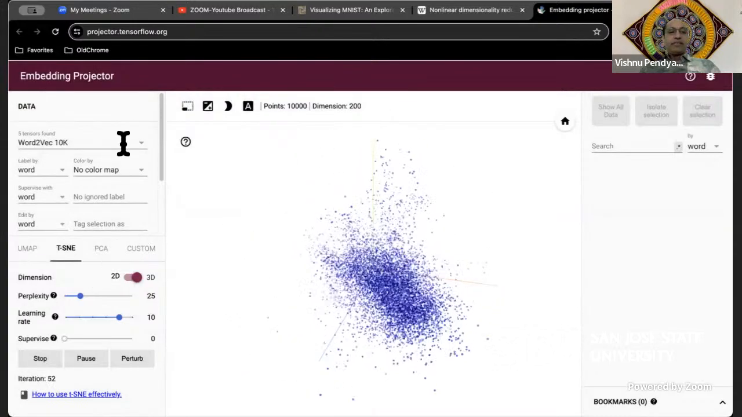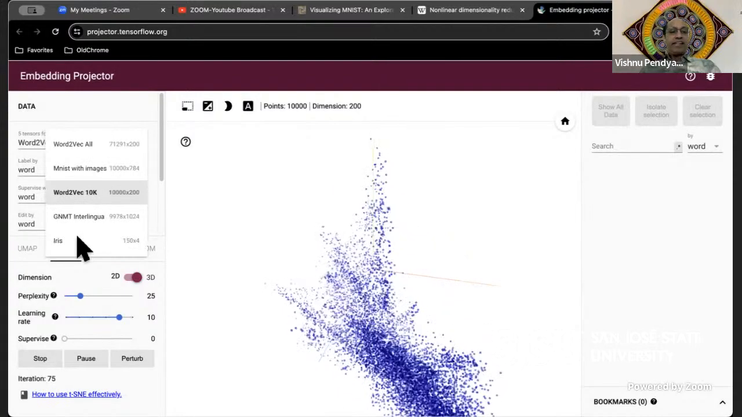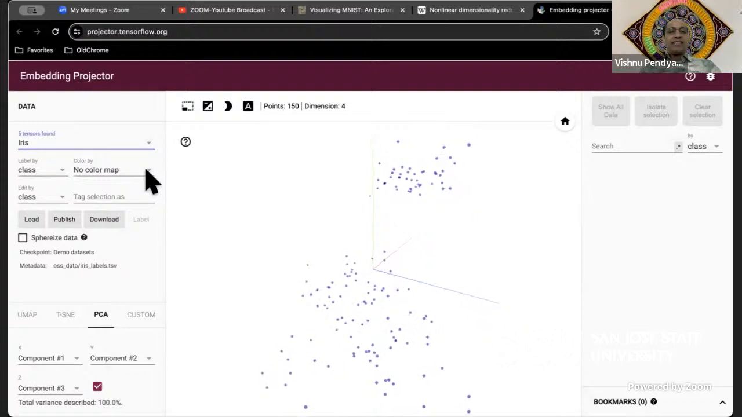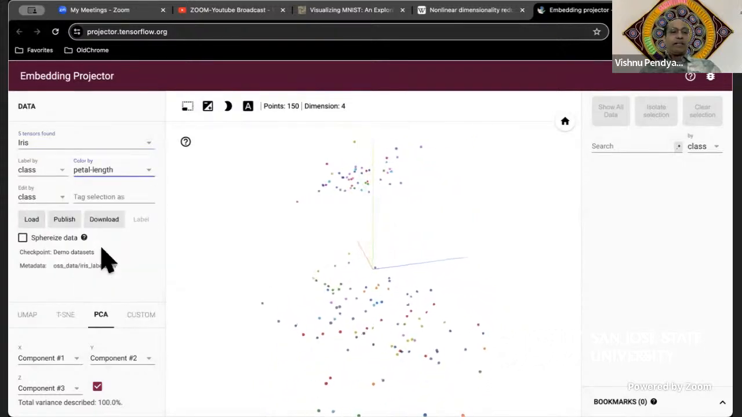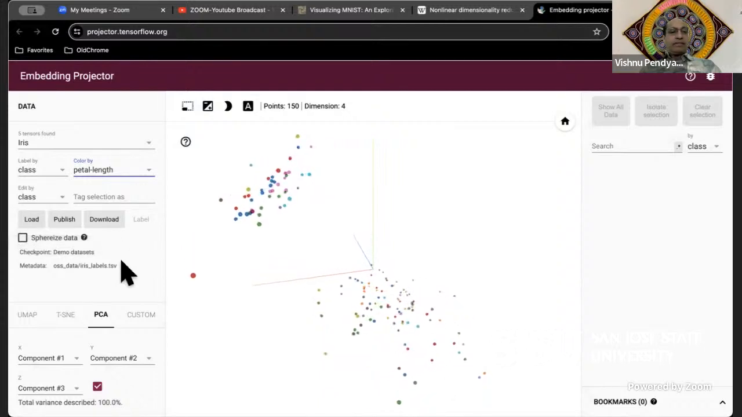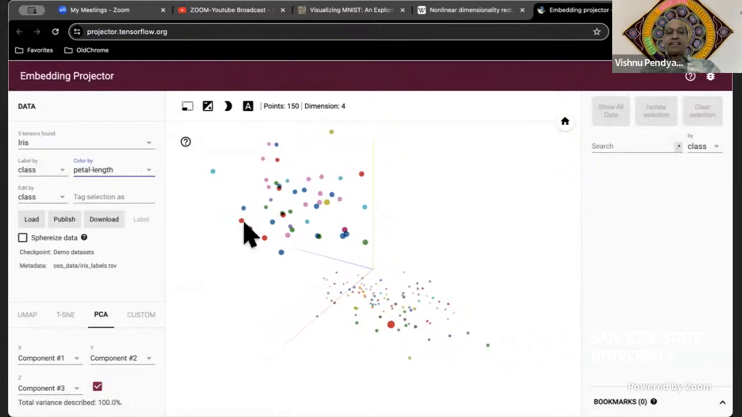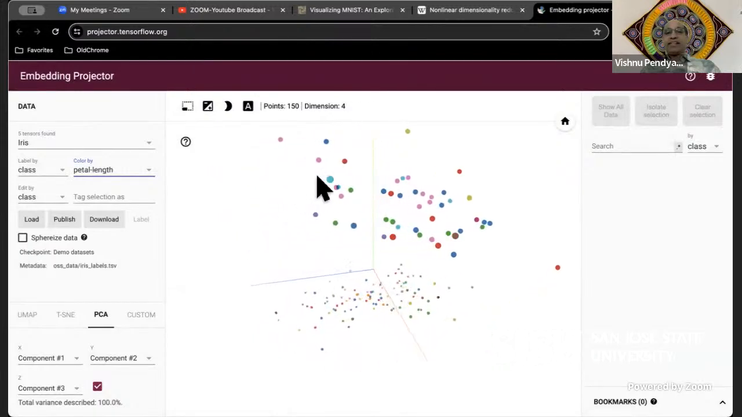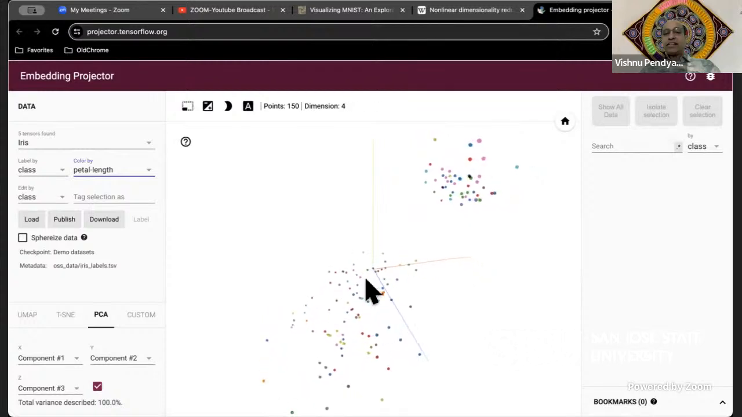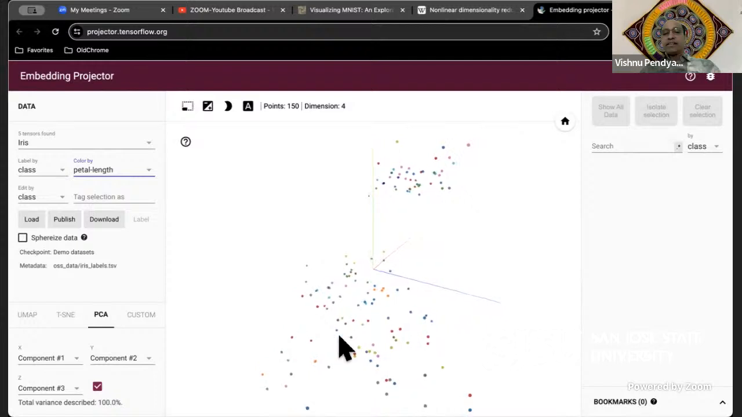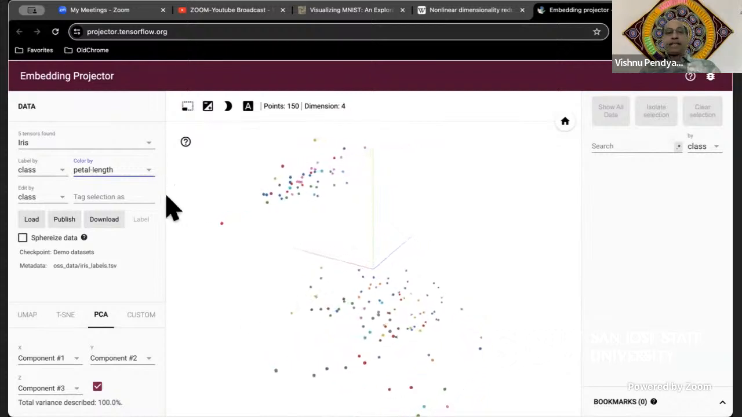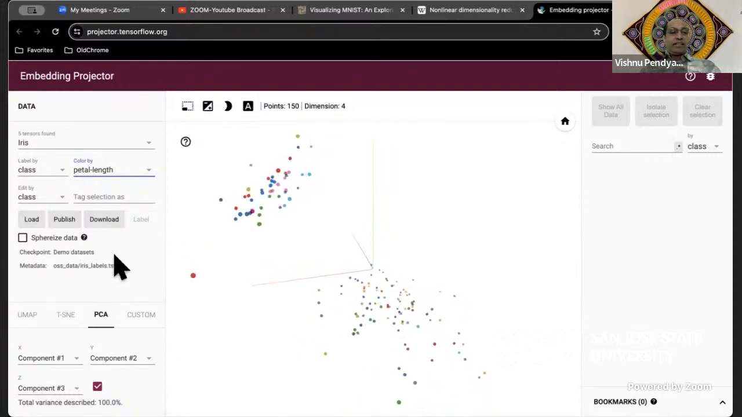Actually, let me do this. I'll choose a smaller data set. Iris is probably the smallest data set, right? Iris is a data set of flowers, labeled by class and colored by petal length. Let us do petal length. So when I do a PCA on the iris dataset, I can hover and it will tell you the kind of flower it is. So these are all setosas, and these are all, what is this? Anyway, this is a different class of flowers, and the color is by petal length. So different petal lengths will have different colors. So that is using PCA.